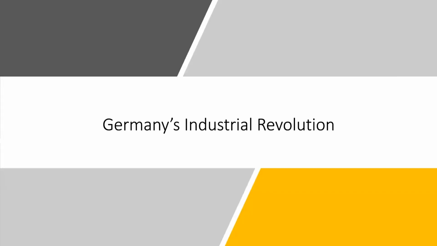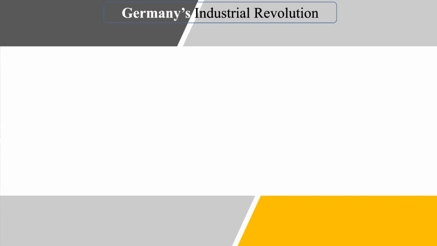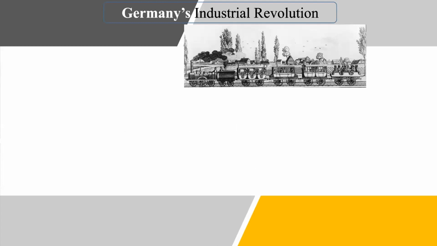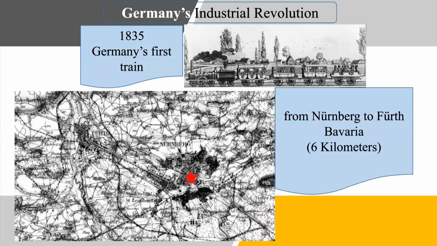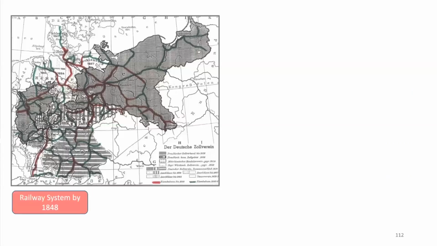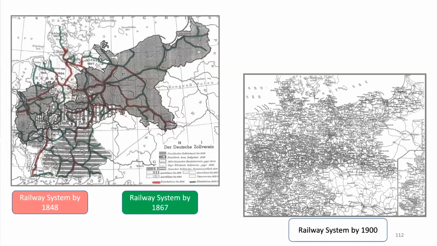Germany's Industrial Revolution began in the 1830s. The first railway system and train shown in this picture were built in Bavaria in 1835 and ran from Nuremberg to Fürth, a distance of less than 4 miles. The railway became one of the fastest growing industries in Germany. On this map, the red lines show the railway system by 1848, and the green lines show it by 1867. This is the railway system by 1900.